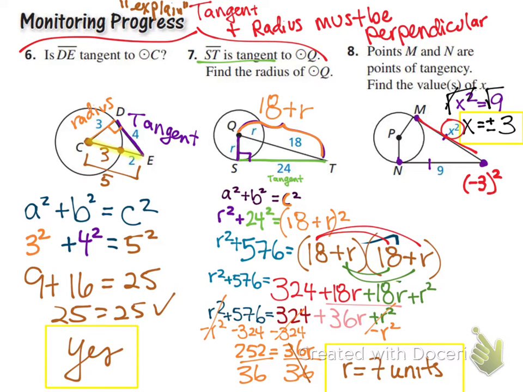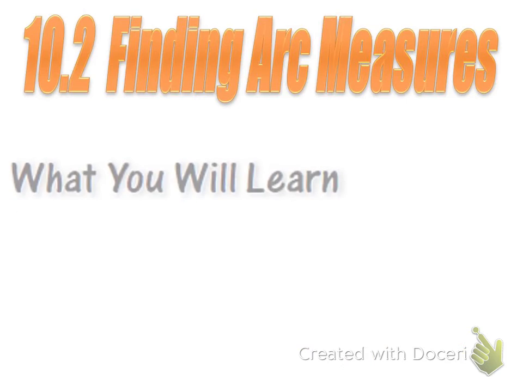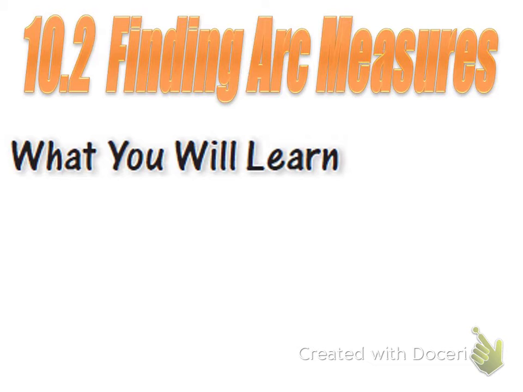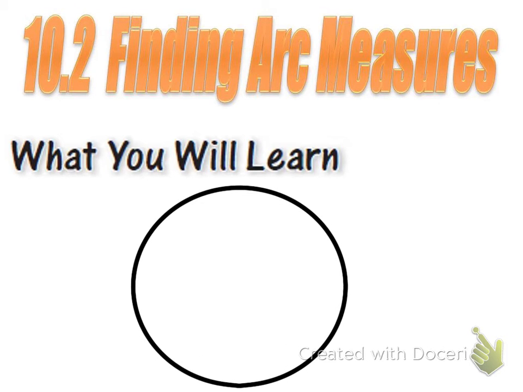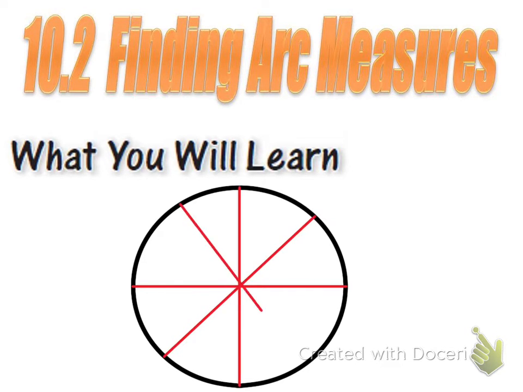Okay. All right, so we are ready for 10.2. That was all review. We're going to talk about 10.2. It's about finding arc measures. This whole chapter is about circles, and my favorite type of circle is a pizza. So today we're going to be talking about the crust of the pizza. So I'll give you a little idea of it.